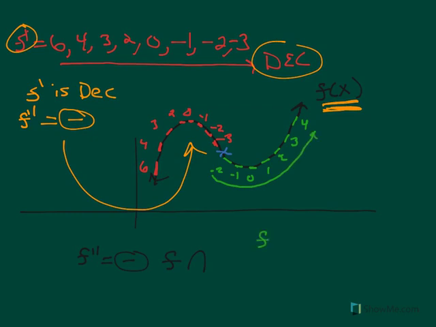So f single prime is increasing, therefore f double prime must be positive. And notice when f double prime is positive, original function f is concave up on that portion of the curve. So that's going to be concave up versus concave down.